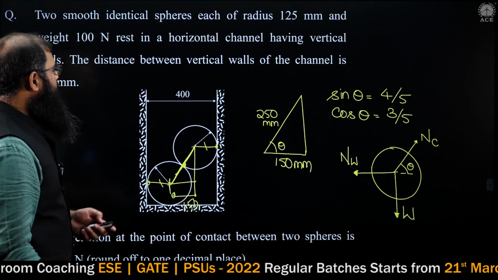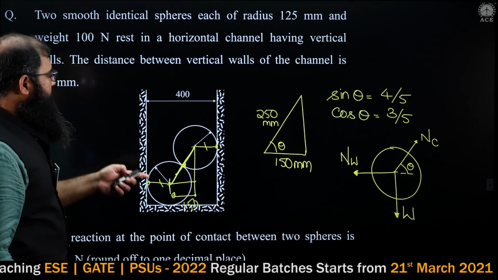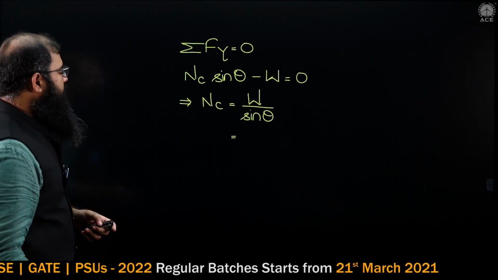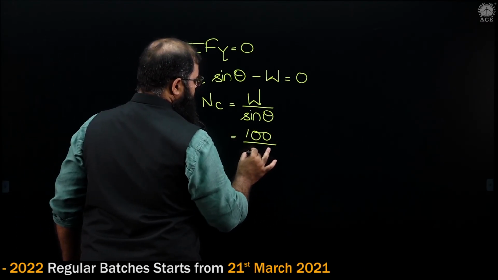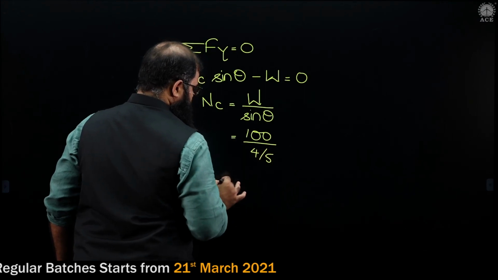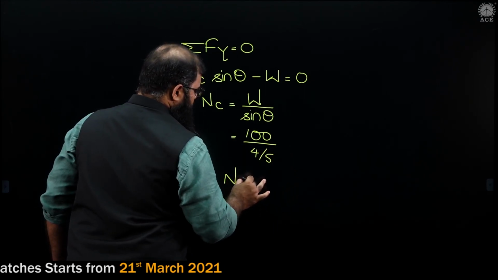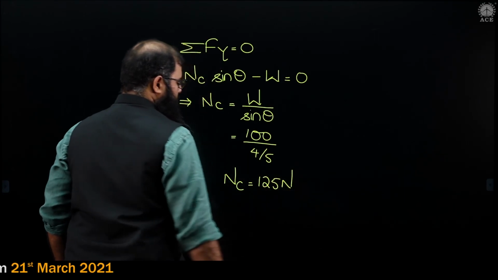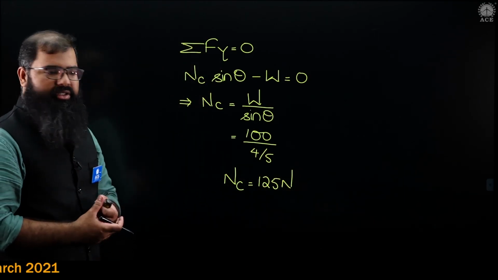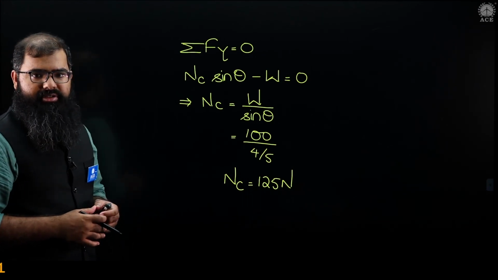Now let us look at the value of W. W is 100 newtons. Sine theta is equal to 4 by 5. So 100 divided by 4 by 5. So the value of contact normal is equal to 125 newtons. Very simple question. This is the answer to the question. Thank you.